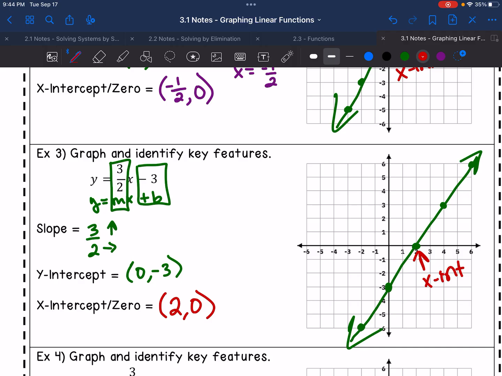All right, if I was going to plug in, I would do 0 equals 3 over 2x minus 3, and then I would solve through. I can also see my y-intercept here, and remember our slope was going up 3 over 2.